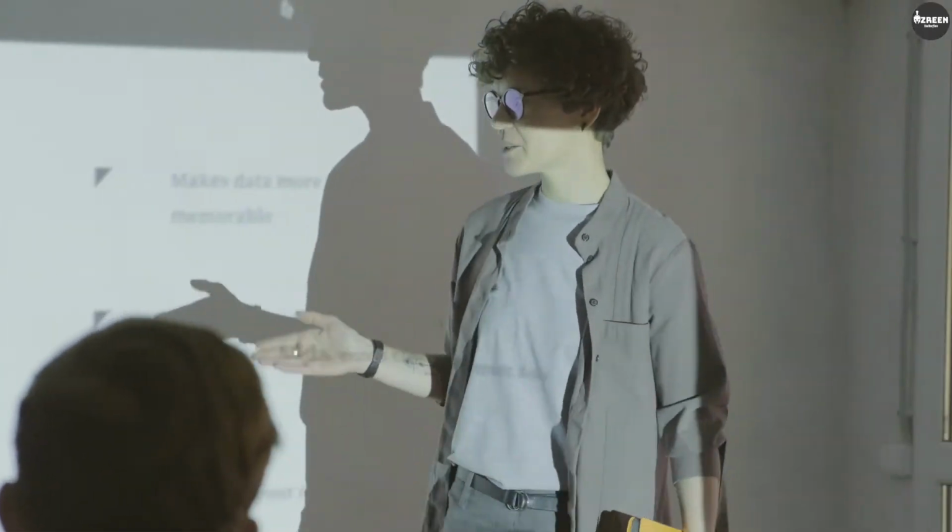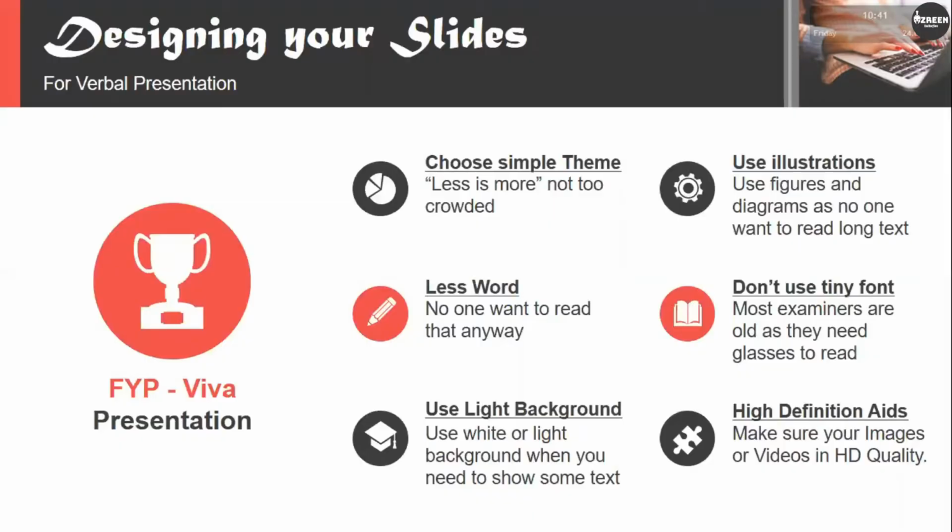Number 3, use some light background, because the examiner wants to see what you are trying to say or trying to present, instead of looking at the beautiful background. Perhaps you can use some illustration, and then don't use tiny fonts, and then after that you might want to use some high definition images.